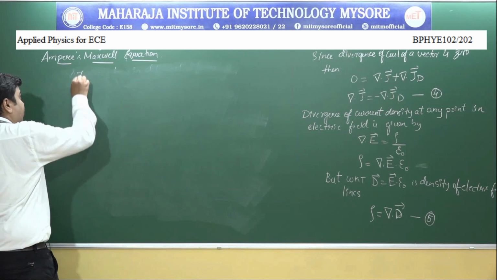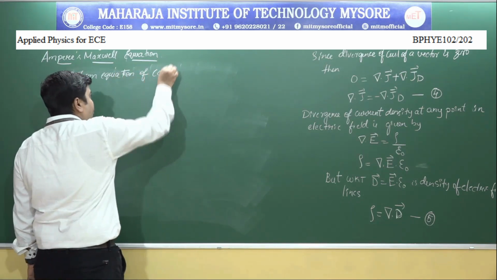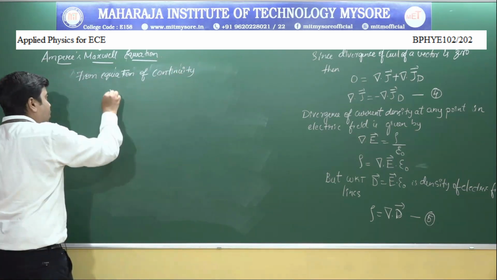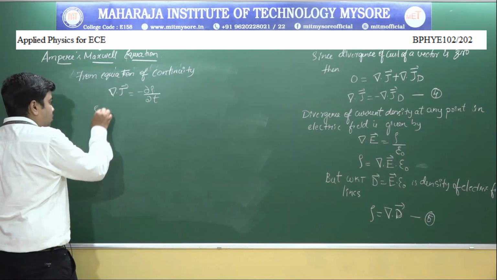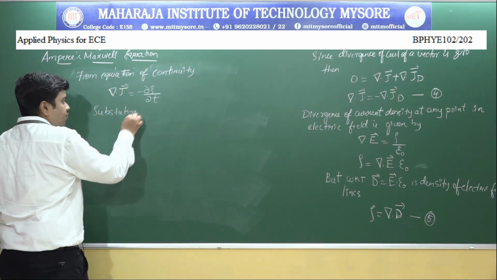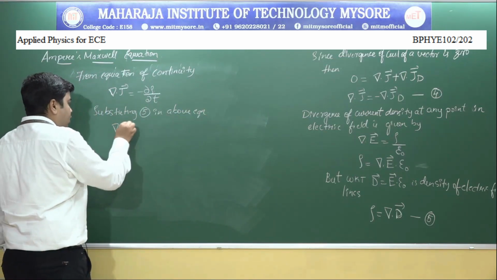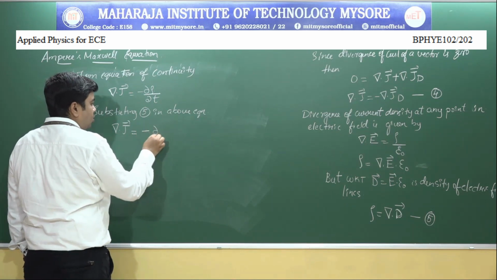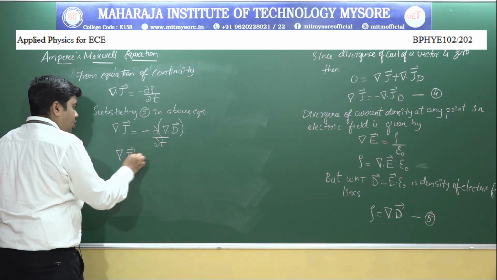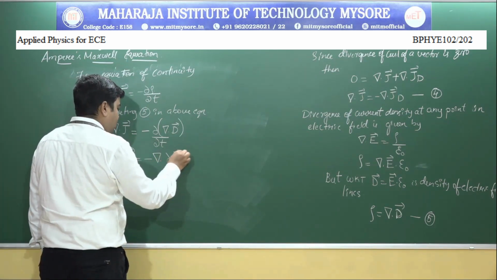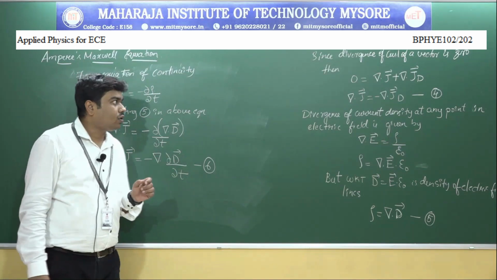Now, from the equation of continuity, del dot J is equal to minus dou rho by dou T. Substituting rho in the above equation, it is del dot J is equal to minus dou by dou T of del dot D, or we can write this equation as del dot J is equal to minus del dot dou D by dou T. We will call this equation 6. Now, we got the value of del dot J.